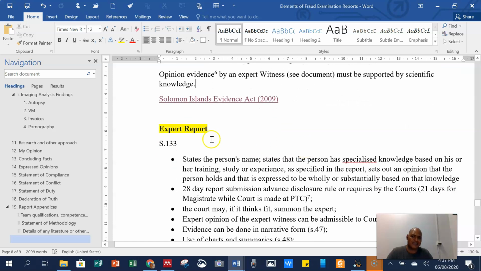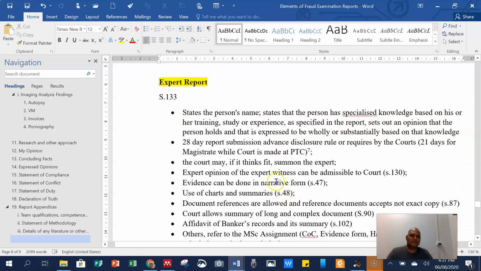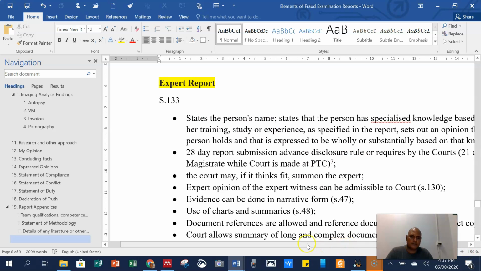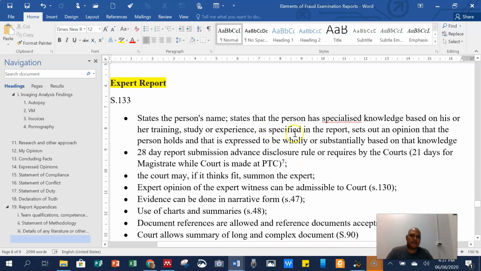And although in this act, under section 33 expert report, it actually allows expert report to be written. So in section 33 it says that it needs the person's name. It states the person's specialized knowledge and training, and also the study and experience, which should be specified in the report. It should set out an opinion that the person holds, and that is expected to be wholly or substantially based on their knowledge.